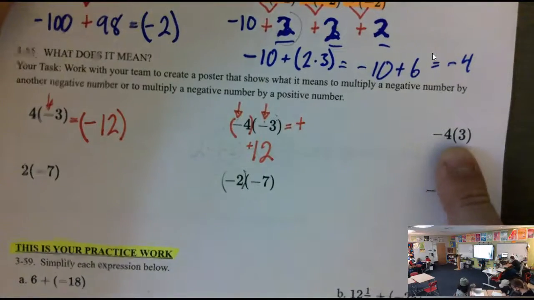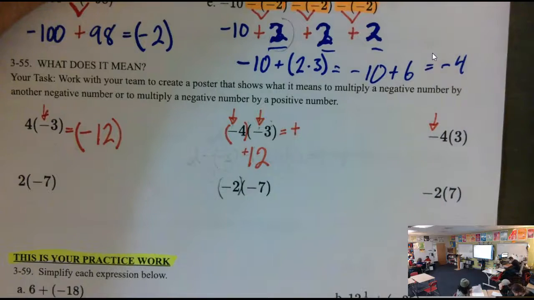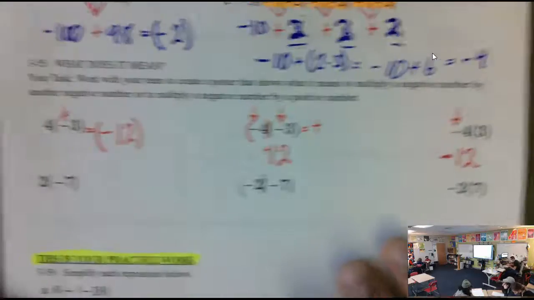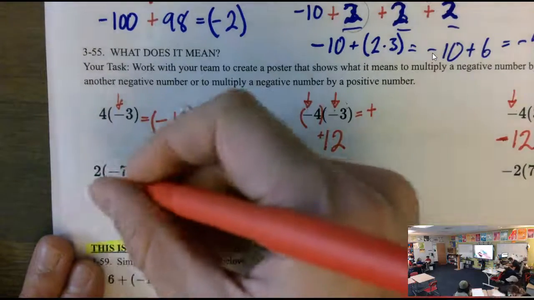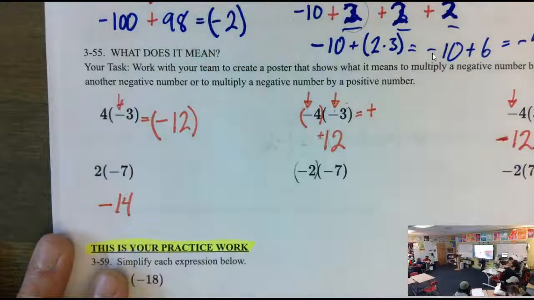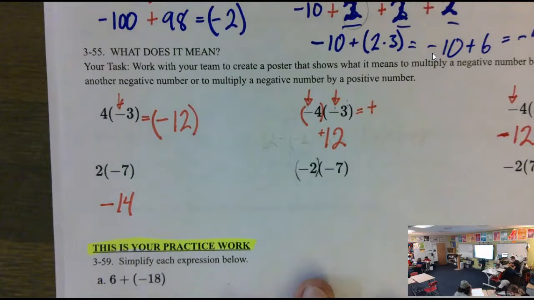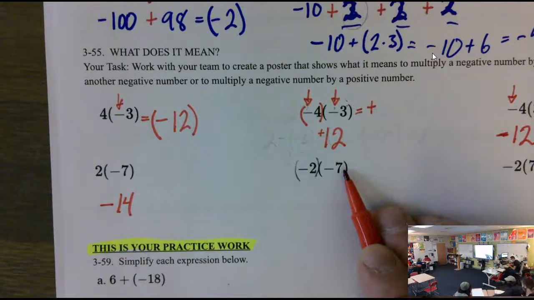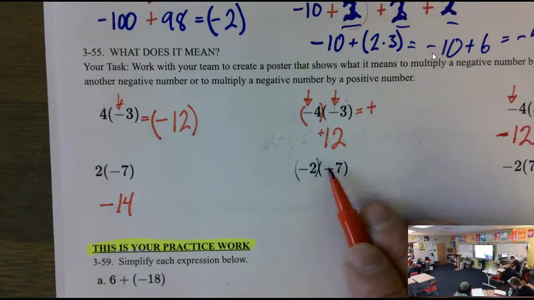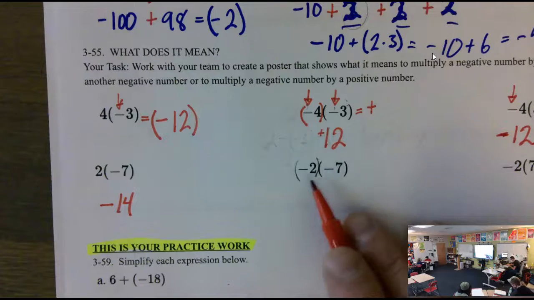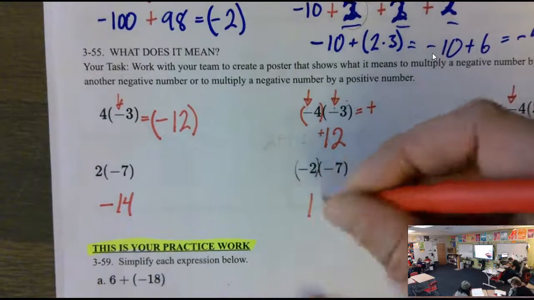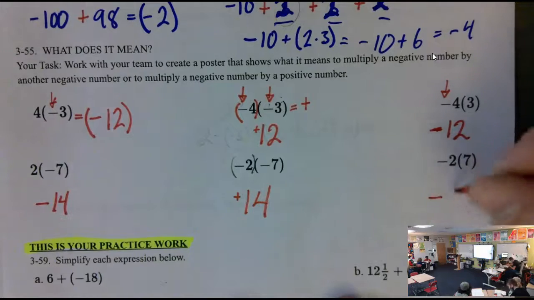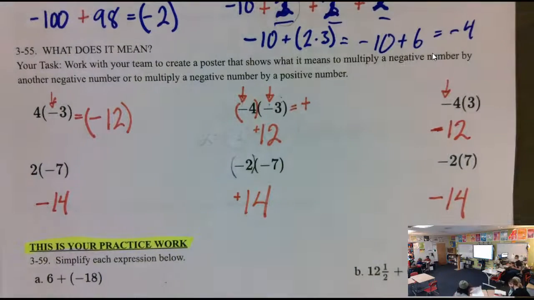How many negatives do I have in this multiplication over here? Just one. So my answer is going to be negative 12. Guys, I would finish getting these written down. 2 times negative 7. Well, if I took away 7 twice, negative 14. Negative 2 times negative 7, though. If I did the opposite of negative 7, well, that'd be adding 7, right? Taking away negatives is really positive 14. And our final one here, negative 14.